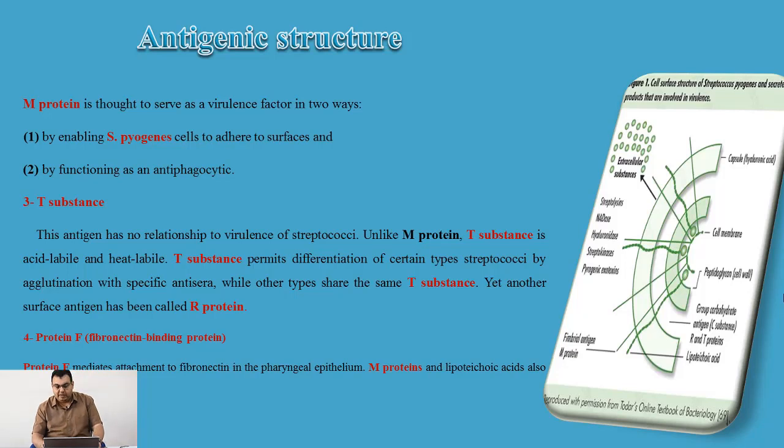Four, protein F, a fibronectin-binding protein. Protein F mediates attachment to fibronectin in the pharyngeal epithelium. M protein and lipoteichoic acid also bind to fibronectin.